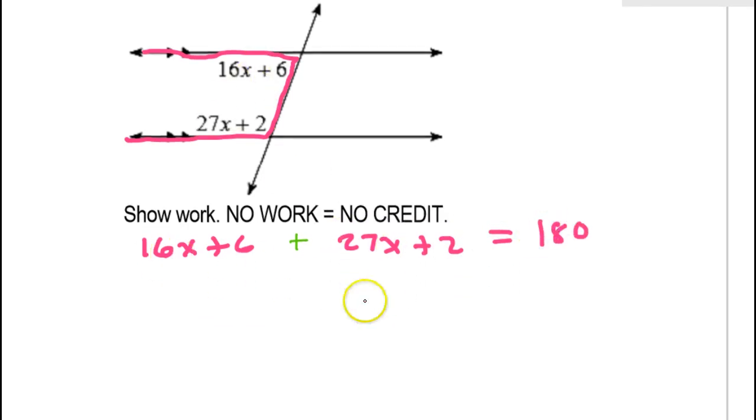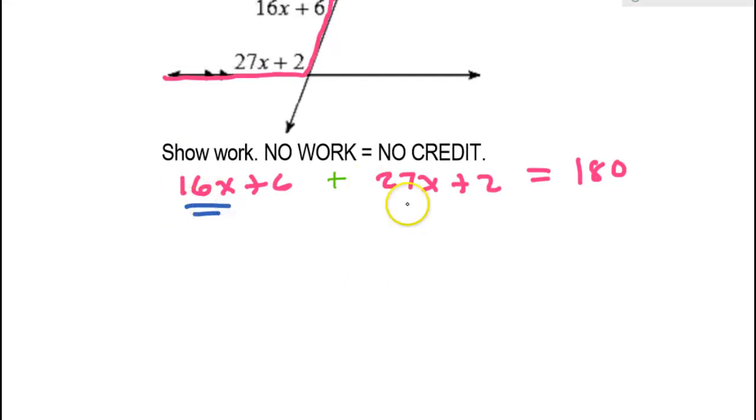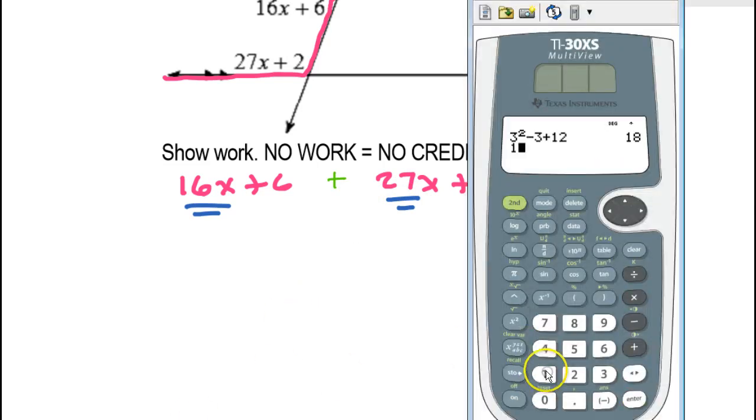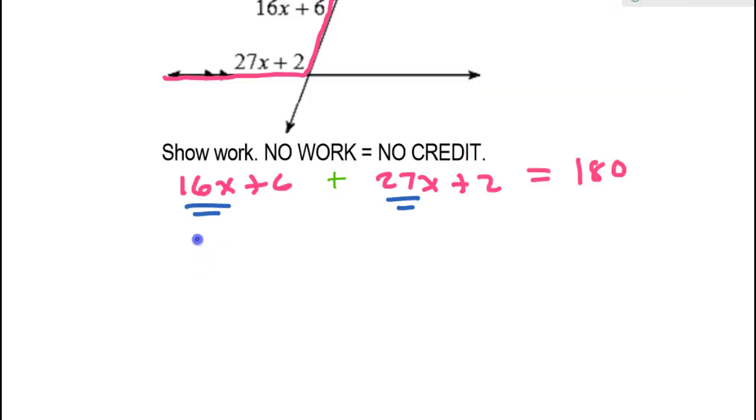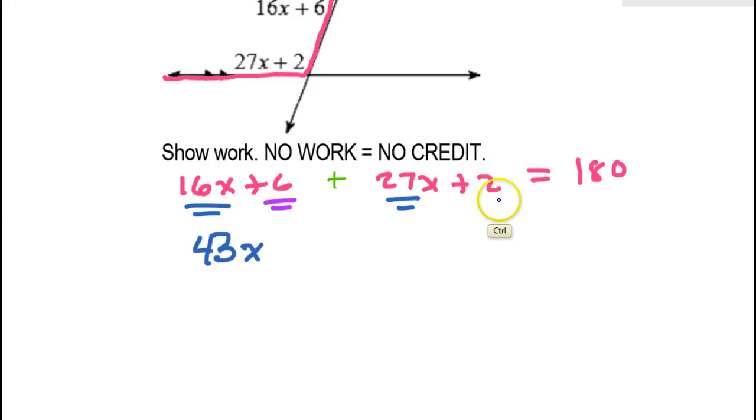They're supplementary, so let's just combine like terms. If I put these together, 16x and 27x, that's 43x. If I put these together, well, that's just 6 plus 2, so that's going to be 8. And that should equal 180.